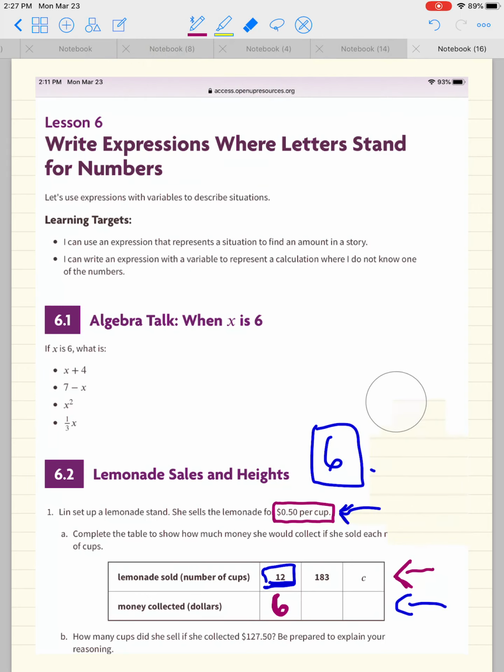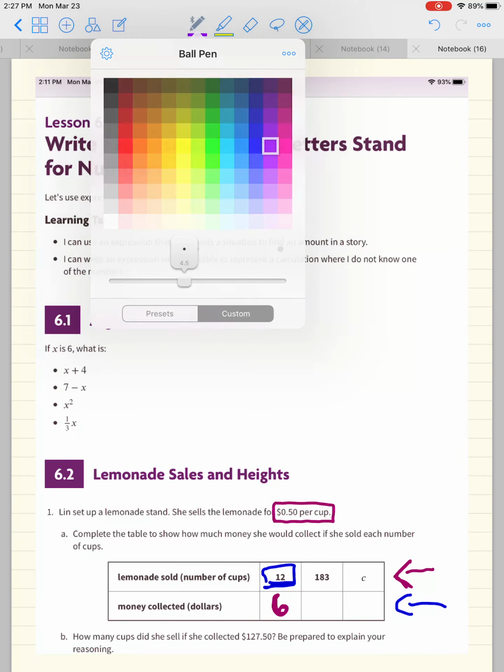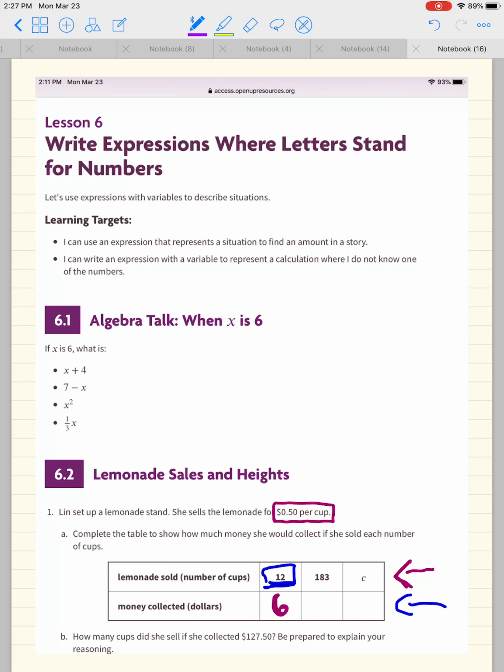Okay, let's look at the next one. 183 cups. Wow, that would be a really successful lemonade stand if we sold that many cups. All right, so if you would like to do this the long way, you are going to do 183 times 50 cents. I know this whole first row is going to be 0 because 0 times anything is 0.